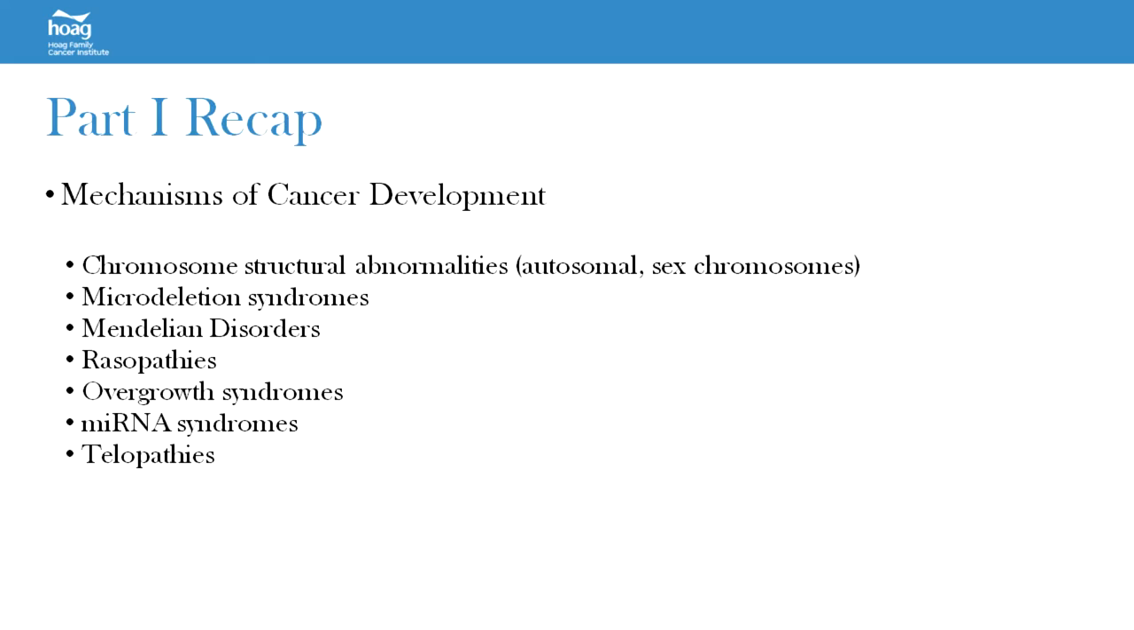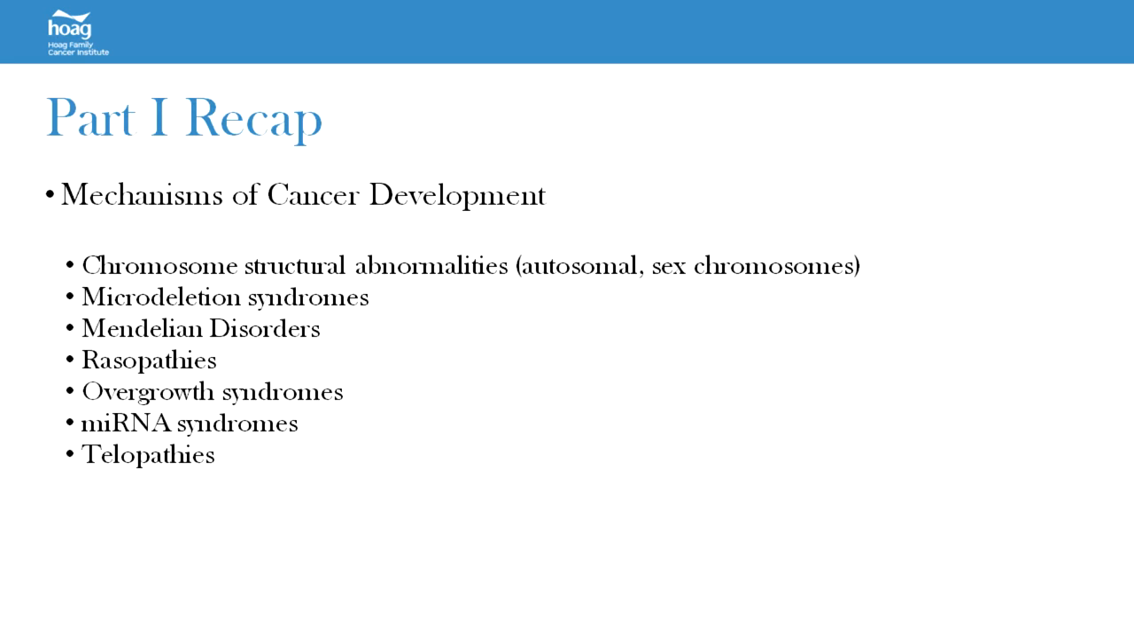First, I'm going to recap our first section. When you came, the first section was mainly broad brushstrokes about different mechanisms for cancer development outside of your typical means. So we think of chromosomal structural abnormalities, whether it's in the sex chromosomes or the autosomes, microdeletion syndromes. I gave you an example of Hoag syndrome. Mendelian disorders, that's your autosomal dominant, recessive conditions, RASopathy, so that's your KRAS and that whole pathway, where we think of syndromes like Noonan syndrome, Costello syndrome, so there's dysmorphism associated with it.